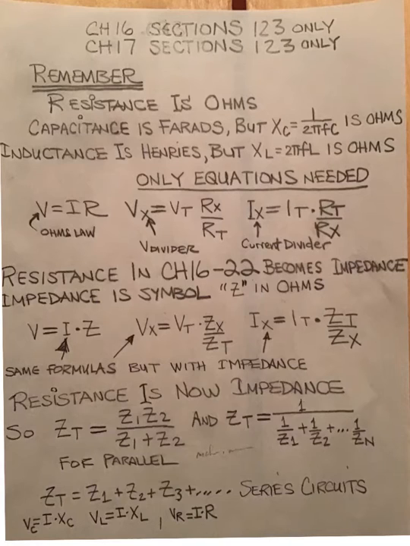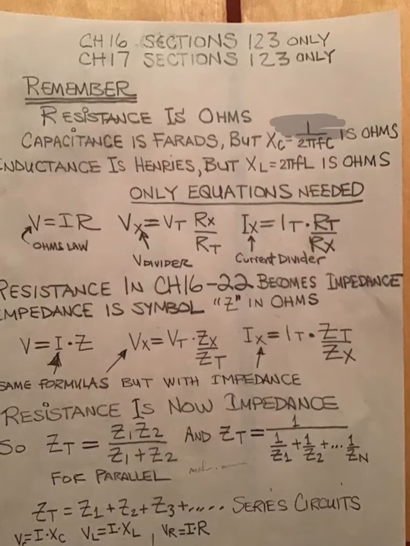Number one, resistance is ohms. That is, resistors have ohms. Capacitance and inductance don't have ohms unless they're inserted into a circuit that has frequency. And you can see over here that the equation X sub C is 1 over 2 pi f C is how you convert a capacitor to ohms.